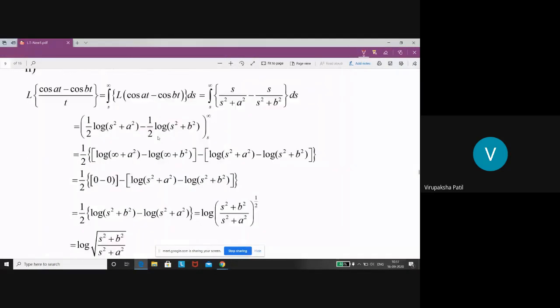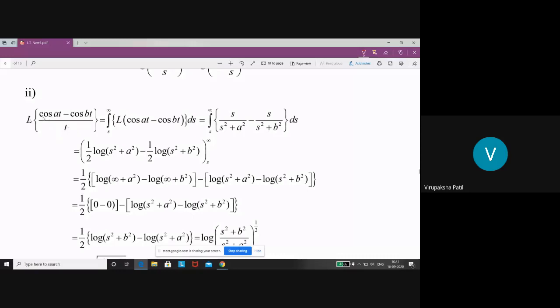The second example is to find the Laplace transform of cos at minus cos bt divided by t. Now, in this case, what happens? This is your f of t, the numerator quantity. Since it is divided by t, what you have to do is the integration from s to infinity of the Laplace transform of this.